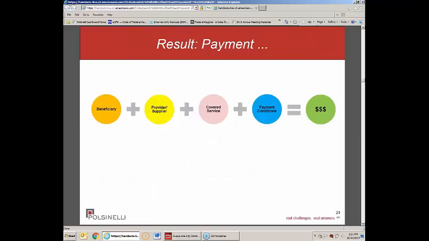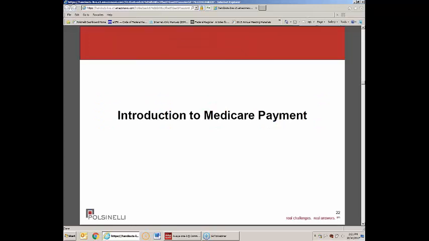Okay, so just to recap, having an eligible and entitled beneficiary, a properly enrolled provider or supplier, a covered service, and meeting all of the payment conditions ultimately leads to Medicare payment being allowed. And this leads us to a more thorough discussion of the individual types of services and coverage under A, B, C, and D, and how Medicare pays for them. So I'm going to hand it back over to Brad to discuss.